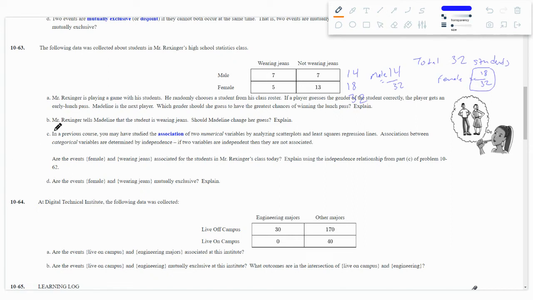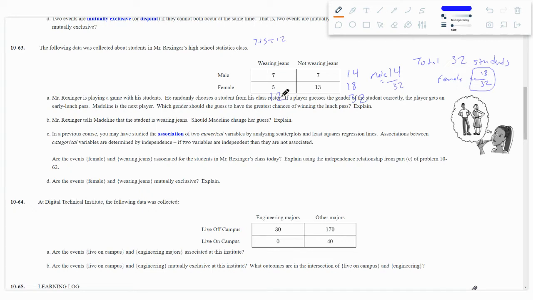So then, part B: Mr. Rexinger tells Madeline that the student is wearing jeans. Should Madeline change her guess? Well, the probability of a female given wearing jeans changes, because now there's a total of 12 students wearing jeans, because 7 plus 5 is 12.